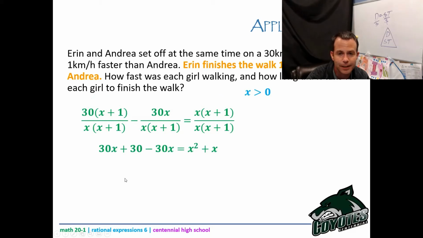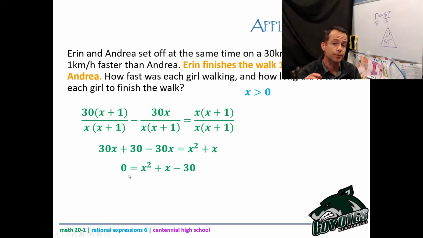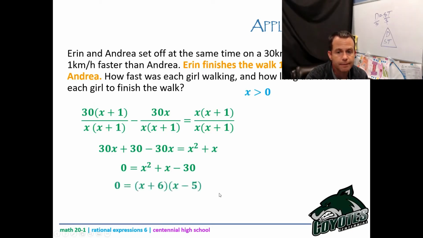That'll be fun. Let's bring the 30 over so that it's negative 30 and I equal 0. Looking for two numbers that multiply together to give me negative 30 and add together to give me 1. That's going to be 6 and negative 5, which means x equals 5 and x equals negative 6.